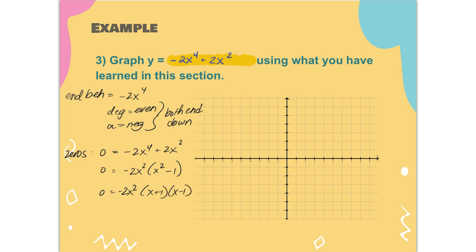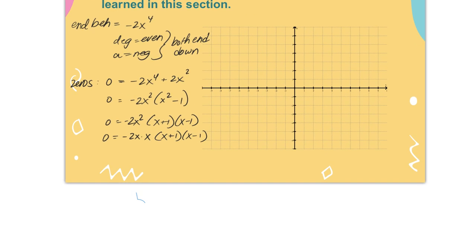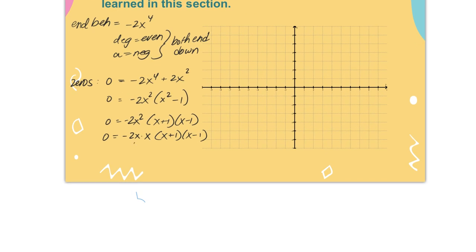So when I go to solve, I can expand this out a little bit to show you something. This is really negative 2x times x plus 1 times x minus 1. And so when you see it like that, you recognize that this x here has to equal 0. This one here equals 0. This one here equals negative 1. And this one here equals 1. So these are my 4 zeros, okay?